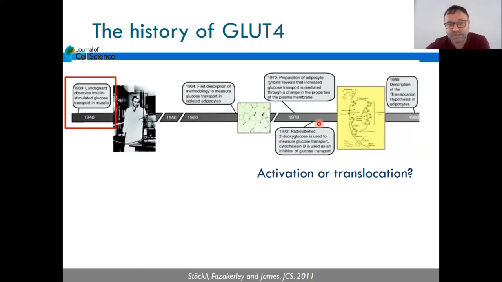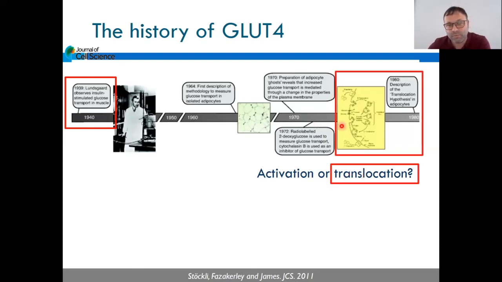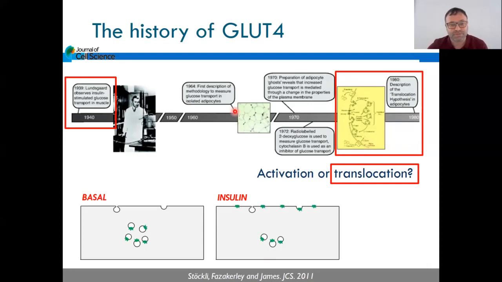And it turns out that it took until the 1980s, when the translocation hypothesis was confirmed by experiments by Sam Cushman's group, where they showed that basically what happens is, if insulin's absent, the insulin-responsive glucose transporter is actually sequestered from the plasma membrane. And in response to insulin, GLUT4 increases at the plasma membrane, thereby facilitating glucose transport.